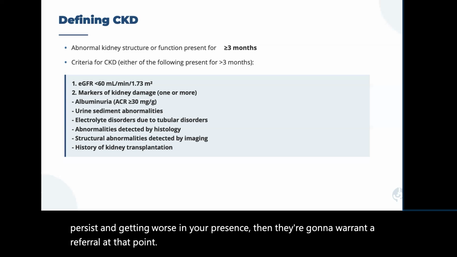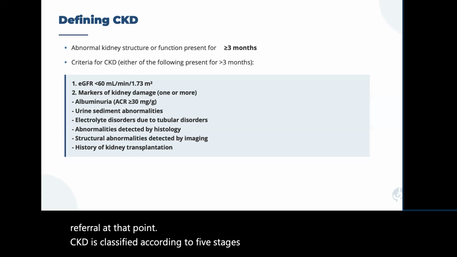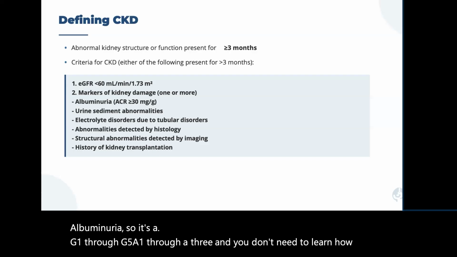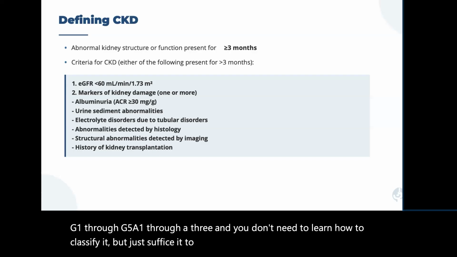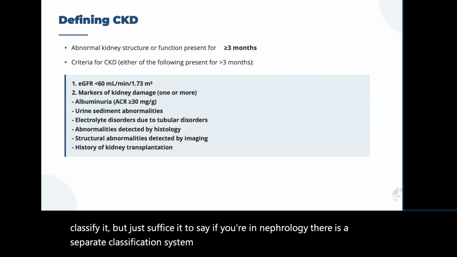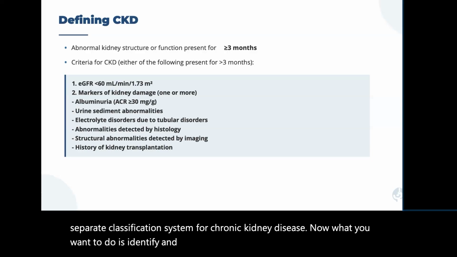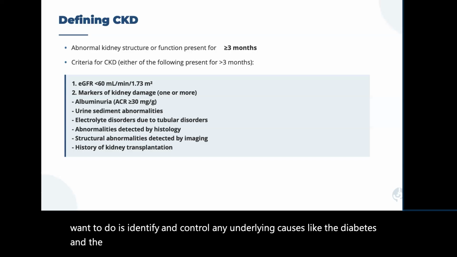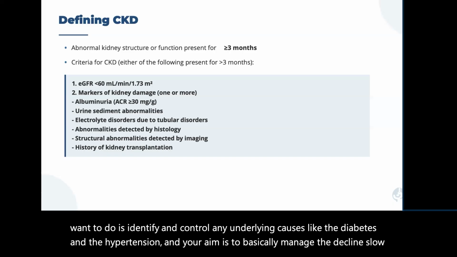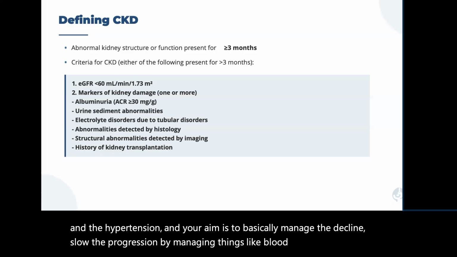CKD is classified according to 5 stages based on the GFR and albuminuria. So it's G1 through G5, A1 through A3. And you don't need to learn how to classify it, but just suffice it to say, if you're in nephrology, there is a separate classification system for chronic kidney disease. Now, what you want to do is identify and control any underlying causes like the diabetes and the hypertension. And your aim is to basically manage the decline, slow the progression by managing things like blood pressure and proteinuria.